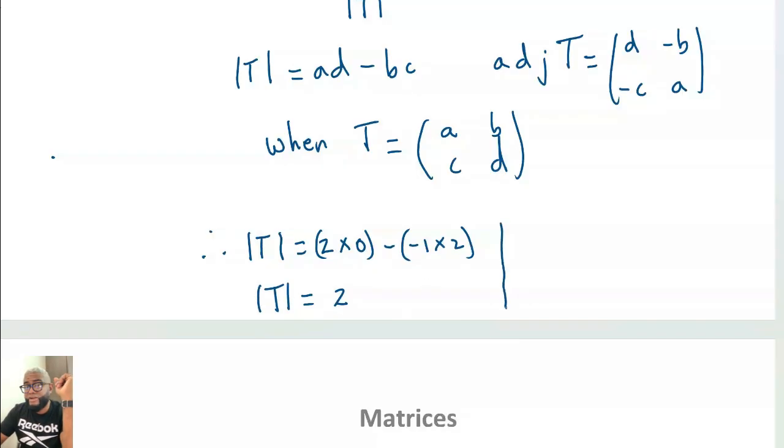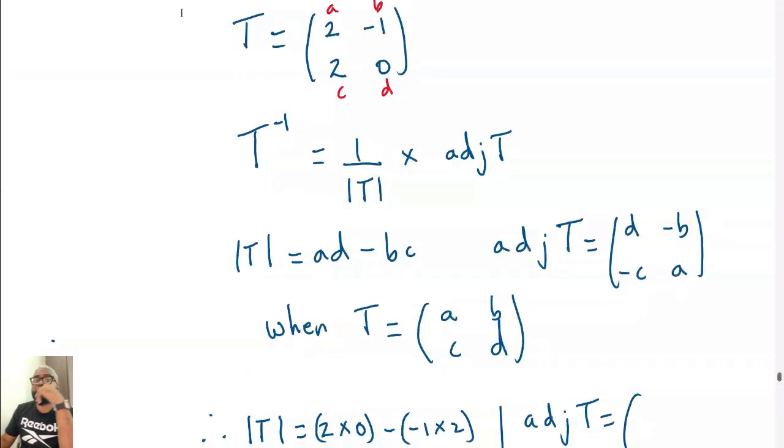I'm going to put the adjoint right next door here. Right? So the adjoint of t would be, mix it up for me. What going where?